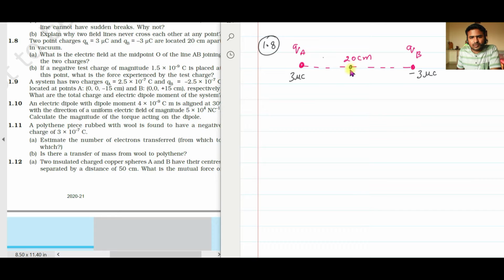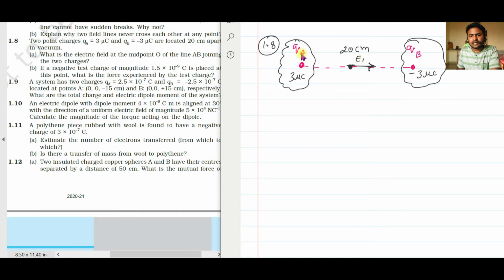Now let me take this point here. This point is the center of the line joining these two charges. At the center, the electrical field due to the positive charge will be to the right, radially outwards from it. The electrical field at the same point due to the negative charge is also towards the right, because the electrical field due to a negative charge will be radially inwards. So it will also be in the same direction.